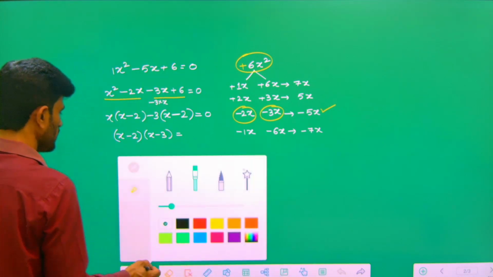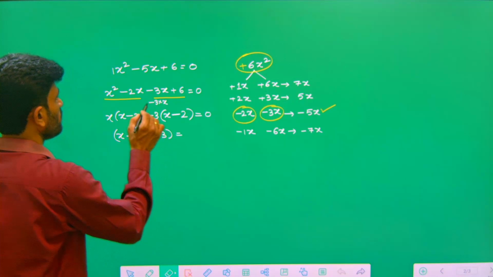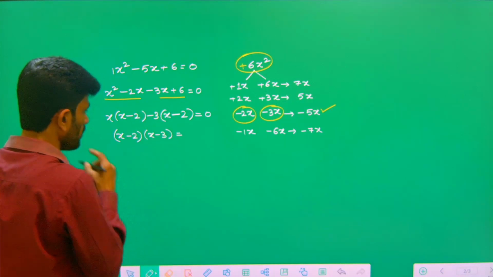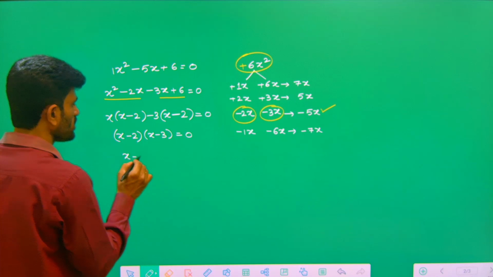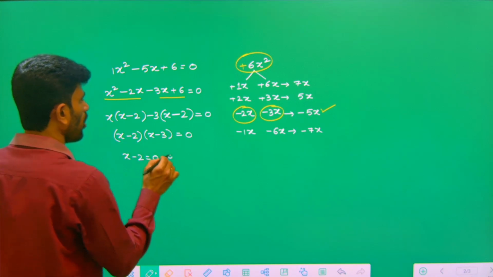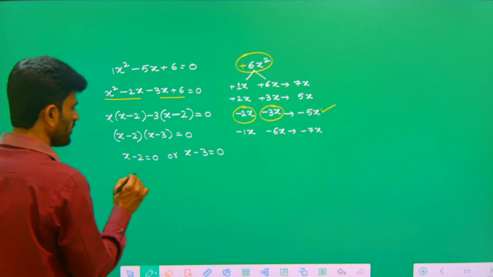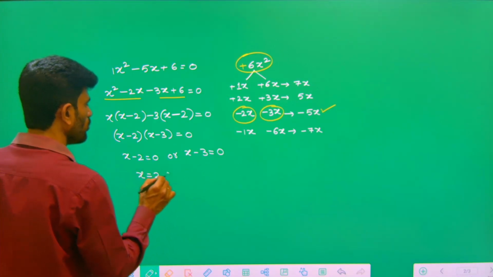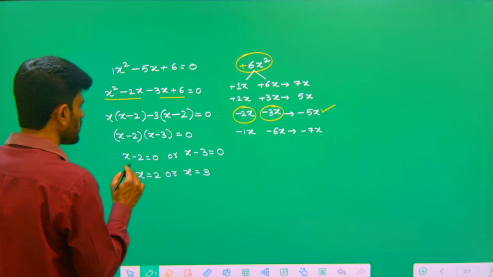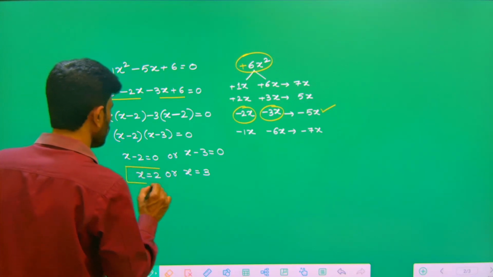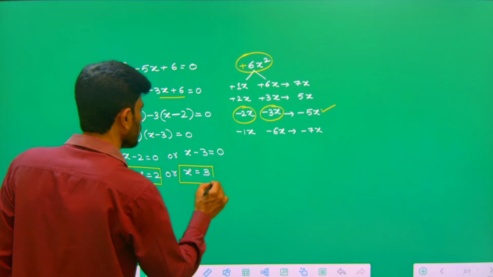Now let's see the remaining thing, how to simplify. Now it is equal to 0. What happens? x minus 2 is equal to 0 or x minus 3 is equal to 0. Now we get x is equal to 2 or x is equal to 3. So one root is x is equal to 2 and the other root is x is equal to 3.